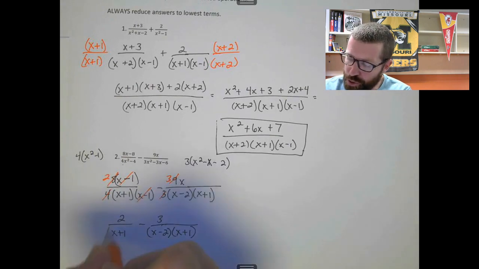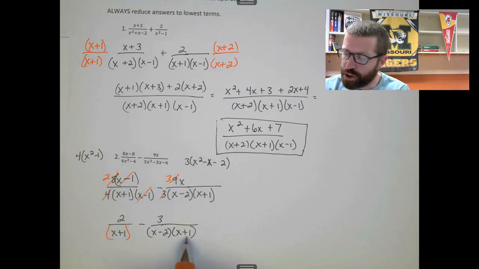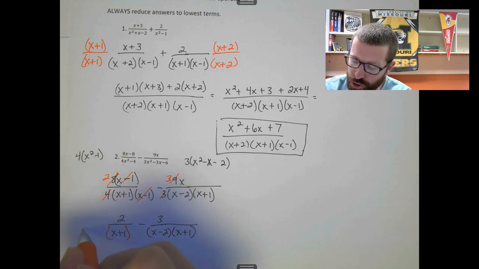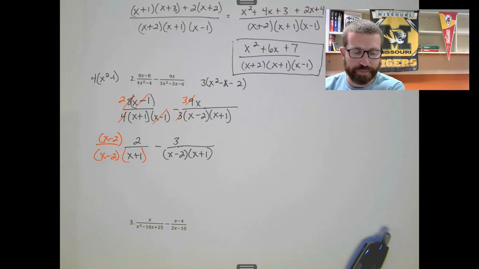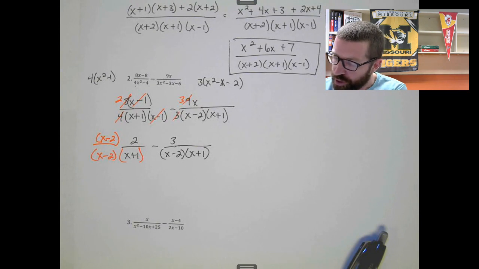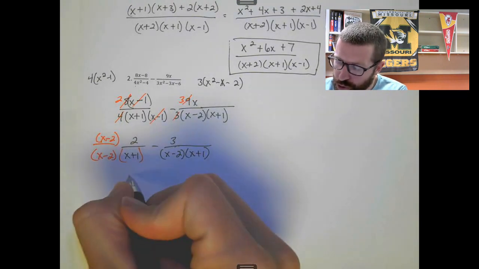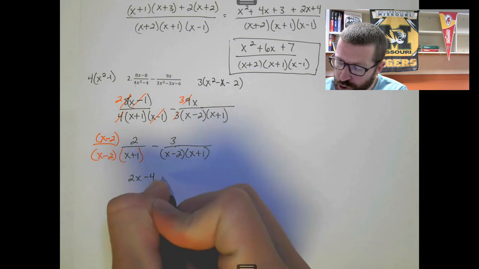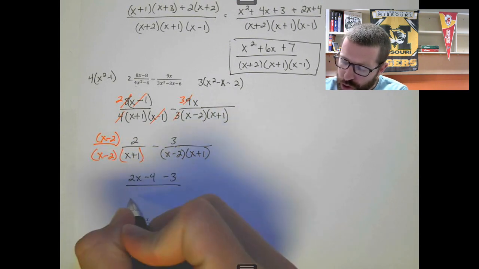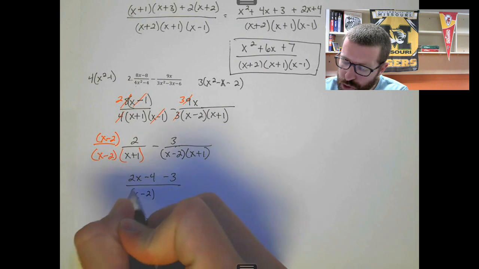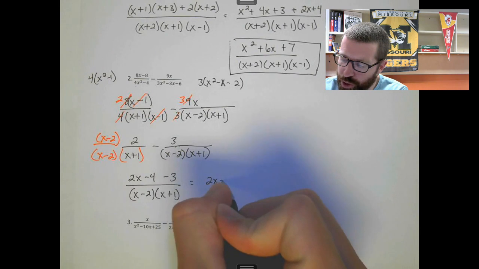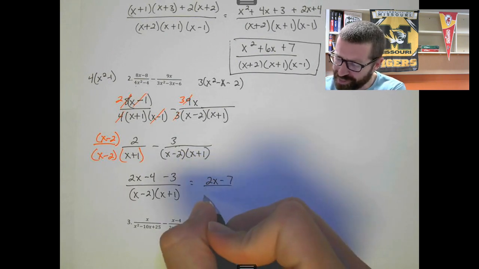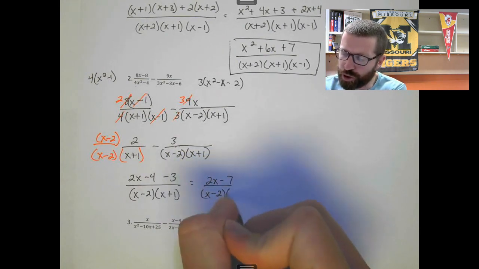Okay, so then when you look at what's missing, we have an x plus 1. I have that here. I have an x minus 2. I'm missing the x minus 2 here. So we multiply by x minus 2. And then I'm going to go ahead and distribute. So 2x minus 4 minus 3 over x minus 2 times x plus 1. And then combine like terms to get 2x minus 7 over x minus 2 times x plus 1.